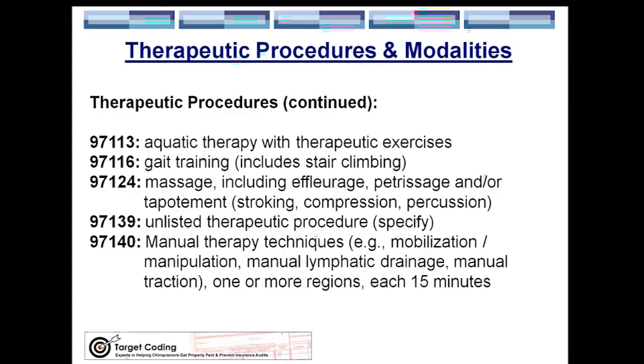Manual therapy, excellent code. This is one of the most commonly used codes by chiropractors and physical therapists. This is deep soft tissue mobilization, manipulation, manual lymphatic drainage, manual traction, myofascial release, helps stretch and shorten connective tissue. So those are the things you should be putting in your notes.